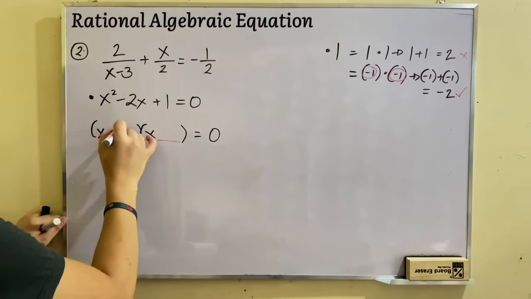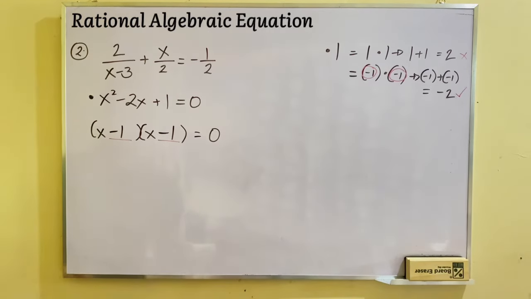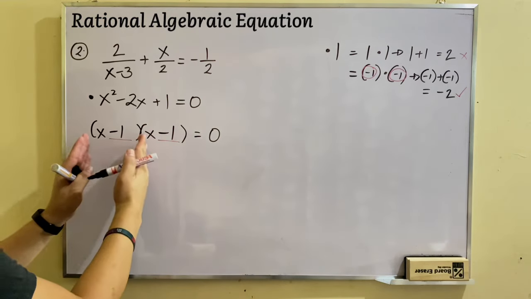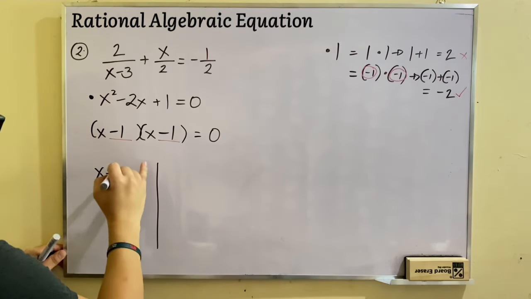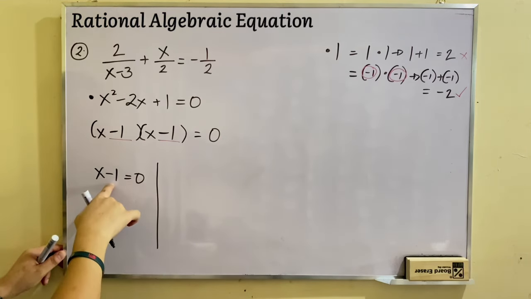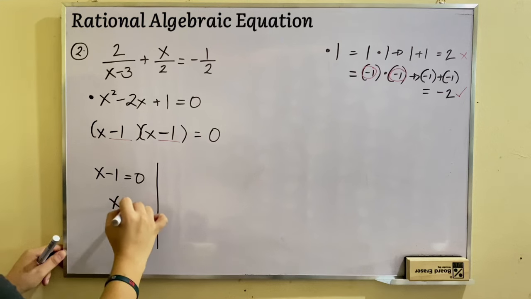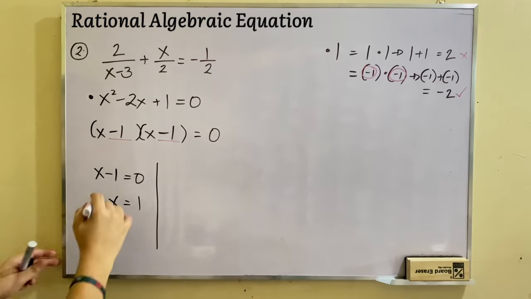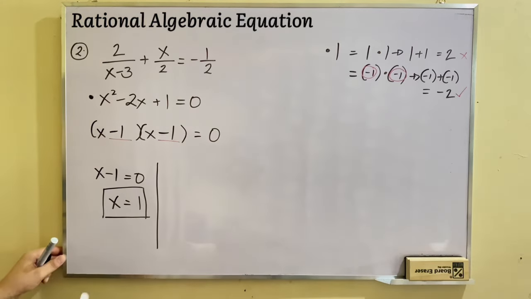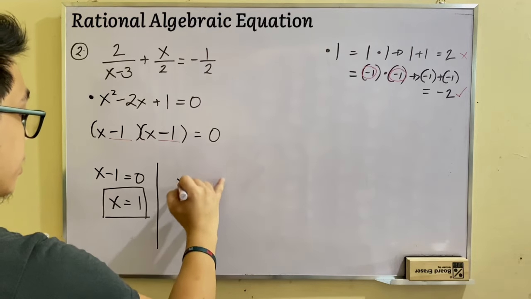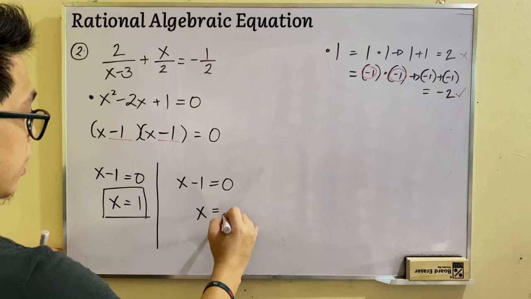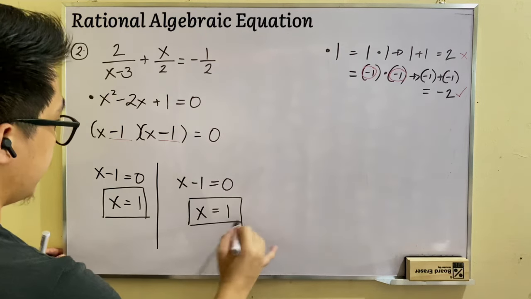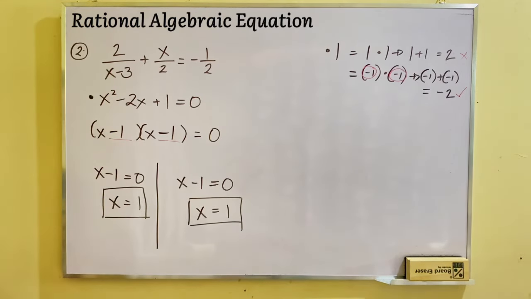So, x minus 1 and x minus 1. Makukuha na natin ang values ni x kasi yung each binomial, i-equate natin siya sa 0. So, x minus 1 is equal to 0. Negative 1, ililipat sa kabila, magiging positive 1. Therefore, x is equal to 1. Another binomial, x minus 1 is equal to 0. Pag nilipat si negative 1 sa kabila, magiging positive. So, x is equal to 1.